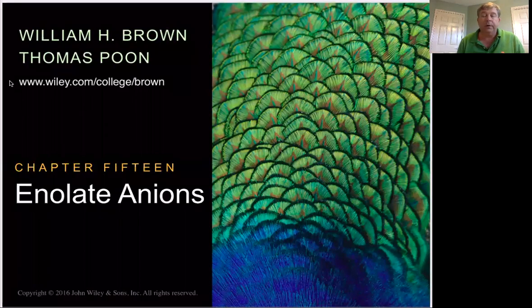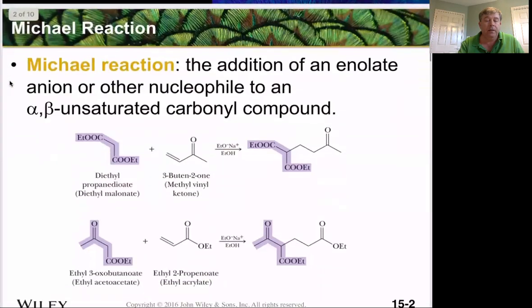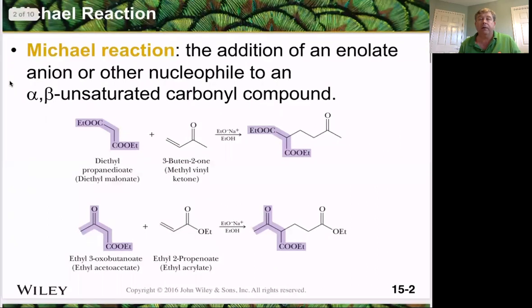Okay, organic chemistry 2330. We're going to go with our third and final installment of chapter 15, enolate ions. We're going to continue the chemistry we can do with them with a couple other reactions, okay? The first one is what we call the Michael reaction.